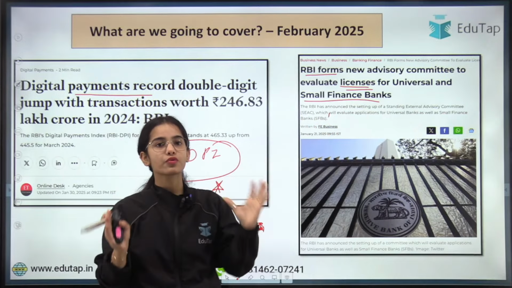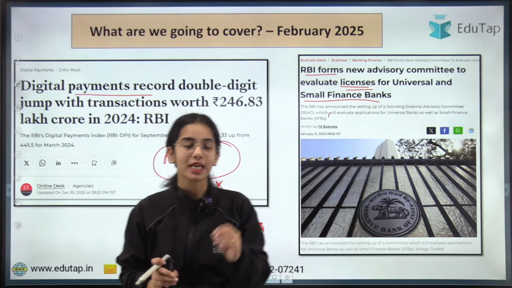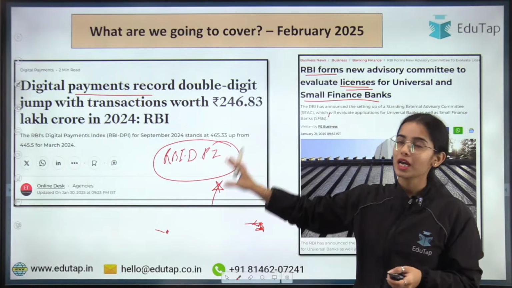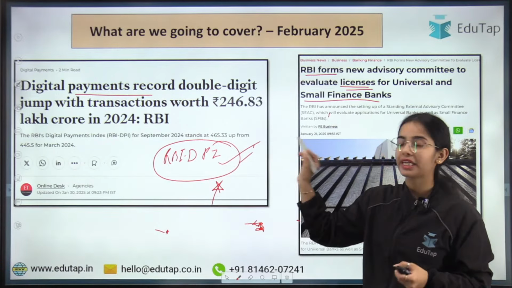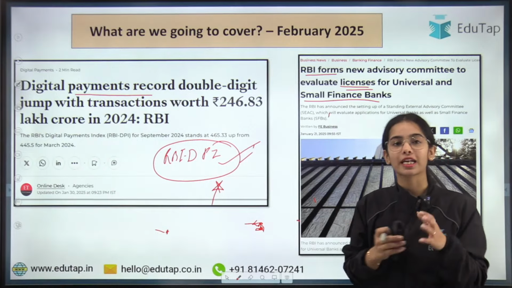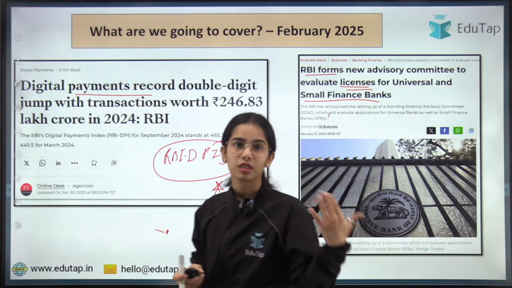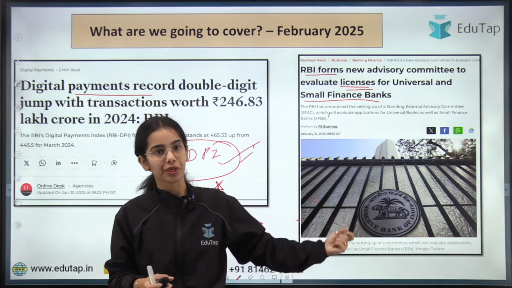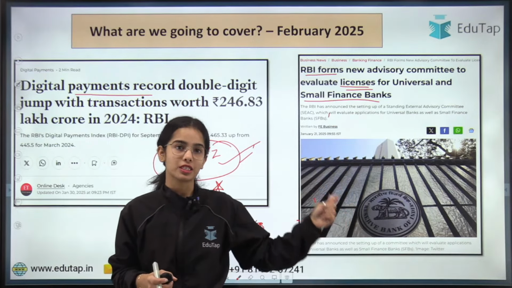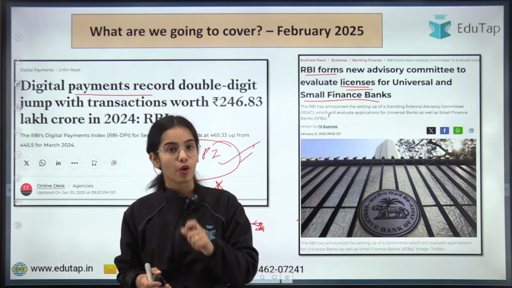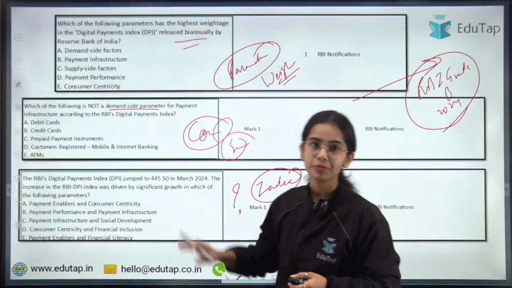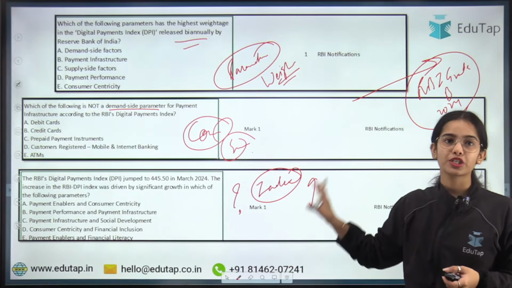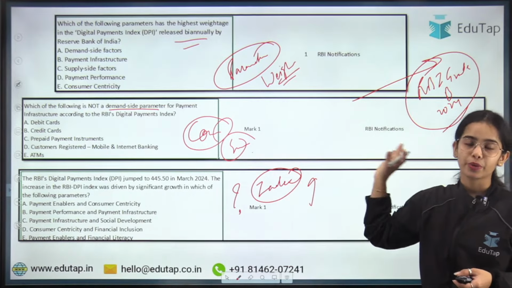All of this we are going to discuss in today's session, and this session is going to be important directly from the examination point of view, as you have seen that from the Digital Payment Index there were multiple questions in the previous examination cycle, as well as the new advisory committee is also very important, and we will discuss the Universal Banks and the Small Finance Banks also. So this is the idea. You can take a screenshot of these questions that came in the RBI Grade B 2024 examination.